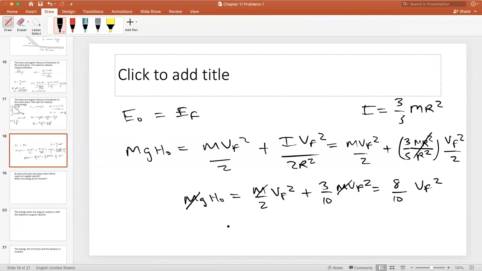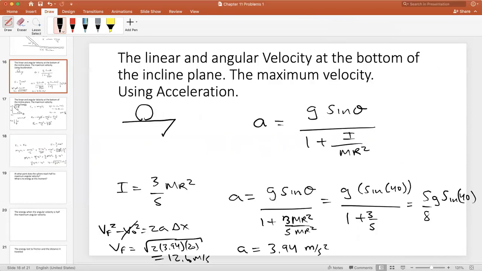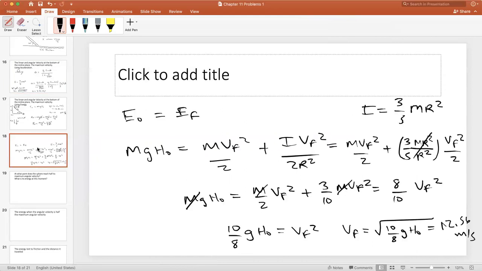So we get 10 over 8 times g h initial is v final squared, or v final is the square root of 10 over 8 g h naught, and h naught we saw was 12.86 meters. So putting that into your calculator, 12.86 times 9.81 times 10 divided by 8, and the square root is 12.56 meters per second. Was that what we got when we did it before? In the previous, I hope it was. We got 12.6 there, I rounded. So our v final is 12.6.